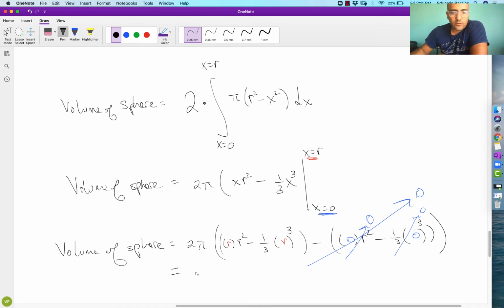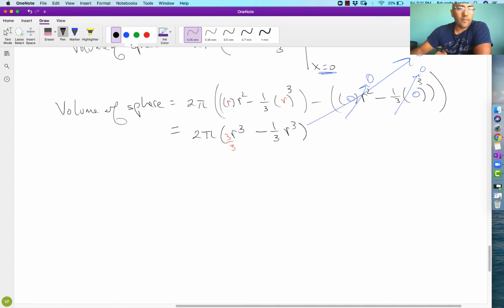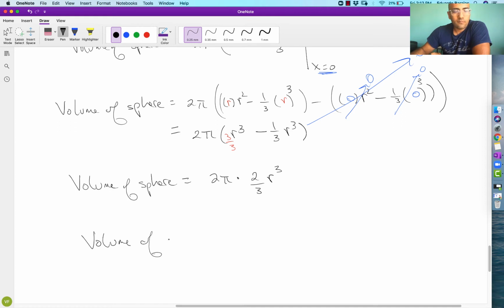And so it just simplifies to this right here. And that is just going to be equal to 2 pi times r cubed. R times r squared is r cubed. Minus 1/3 r cubed. Right, let's put a common denominator here. This could be 3 over 3. So that's going to be 3 minus 1. That's just going to be 2/3 r cubed. And so my volume of sphere becomes 2 pi times 2/3 r cubed. And then 2 times 2 becomes 4. So we get that the volume of our sphere is equal to 4 pi r cubed over 3, 4/3 pi r cubed, right?